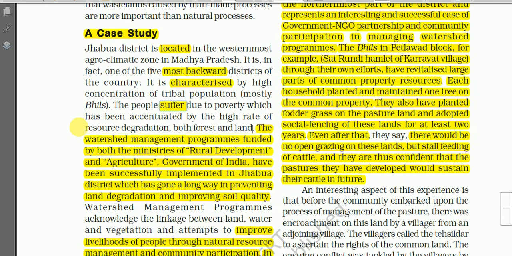Then to bring the balance, to restore the fragile environment, many efforts have been made by the government. So what are the efforts made by the government? Let us read.